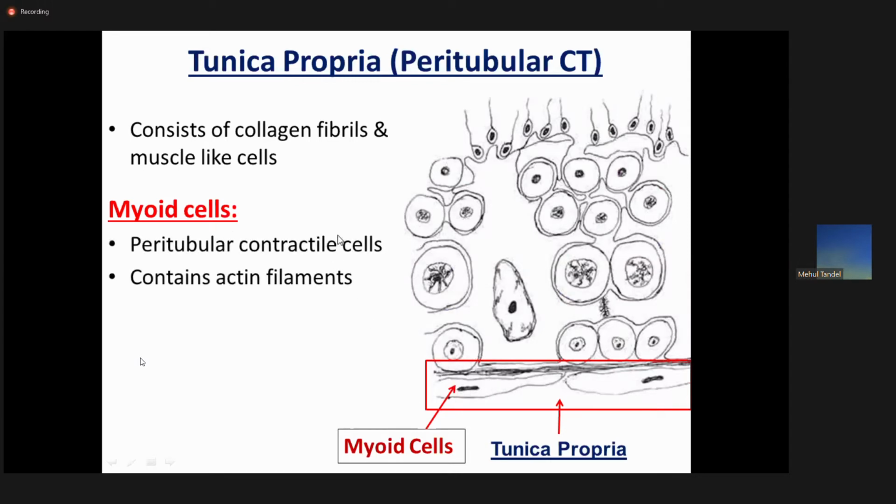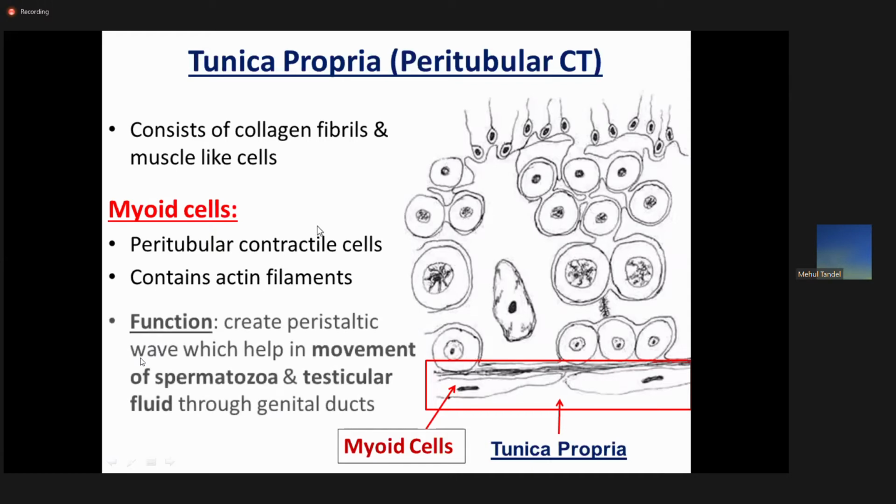The myoid cell is a peritubular contractile cell. Peritubular means surrounding the seminiferous tubule, and these cells contain actin filaments. What is the function of these contractile cells? They help in the movement of spermatozoa and fluid, creating a peristaltic wave which helps move spermatozoa and testicular fluid through the genital ducts. That is the main function of the myoid cell.